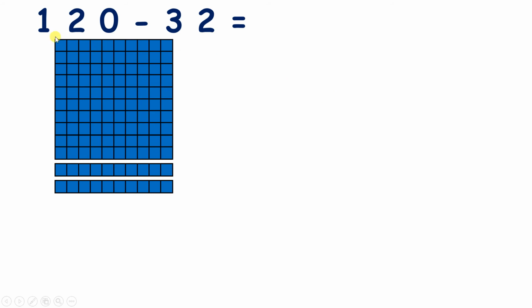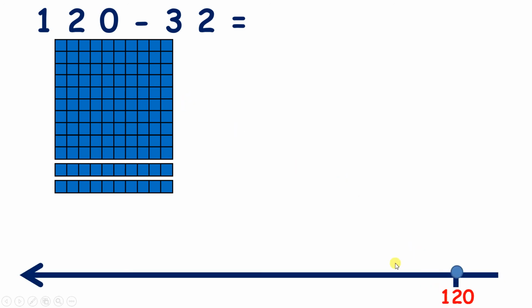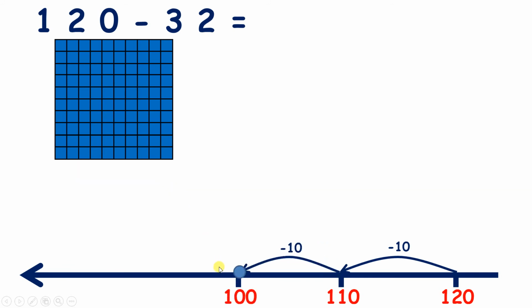Again, let's show 120 minus 32 using blocks. So we start with 120, 100 and 2 tens. Take away 10 and we have 110. Take away another 10 and we have 100. But we need to take away a third 10. So what are we going to do?